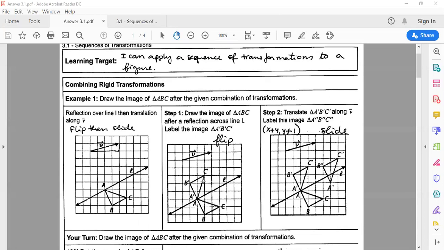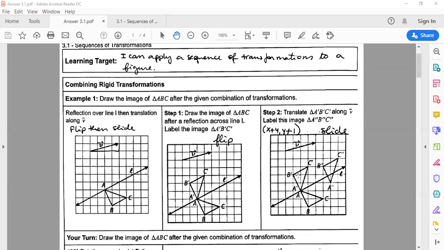Okay, now that we're done with that, notice how we label, right? A prime, B prime, C prime. That was my first transformation, okay? So when I do the translation now, the end picture is going to be A double prime, B double prime, and C double prime. It's very important that you keep track of that with the prime notation. That way you know which transformation came first and which came second, third, and so forth.